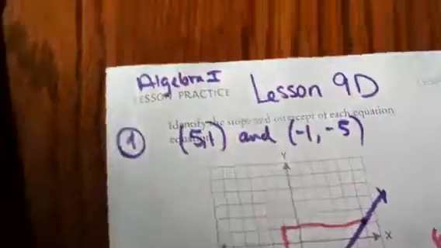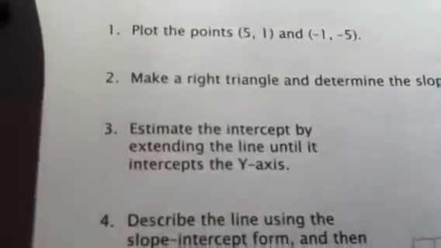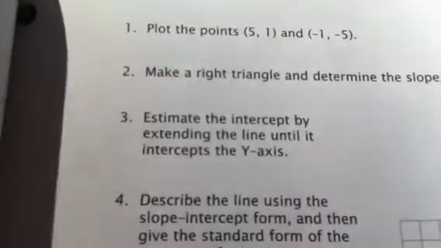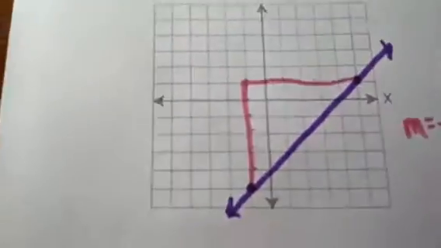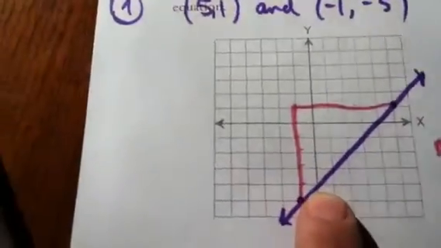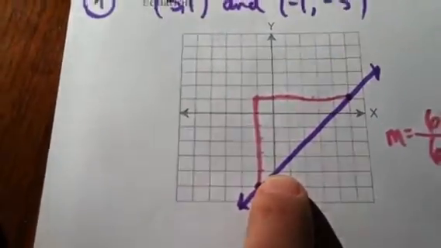Okay, number 3, I'm going to go back over here. It says estimate the intercept by extending the line, I already did that, until it intercepts the y-axis. If you look right here, you can see it intercepts about right there, which is 1, 2, 3, 4, at a -4. Everybody see that? My y-intercept looks like it's a -4.